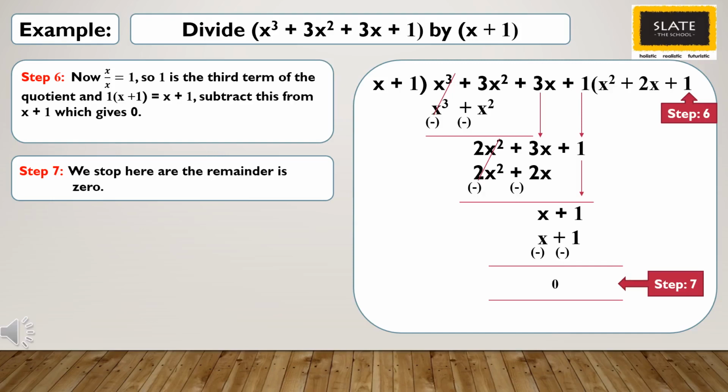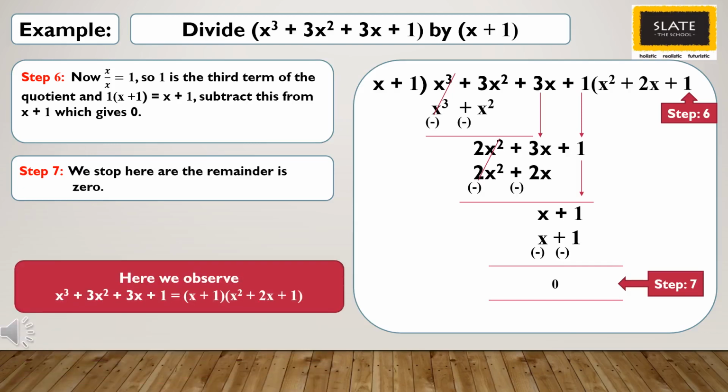Now by applying division algorithm of polynomials, that is dividend equal to divisor into quotient plus remainder, we can write x cube plus 3x square plus 3x plus 1 equal to x plus 1 into x square plus 2x plus 1 plus 0. That is x plus 1 into x square plus 2x plus 1.